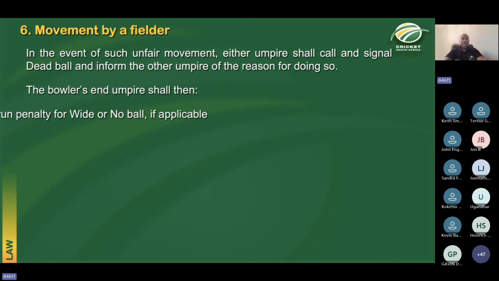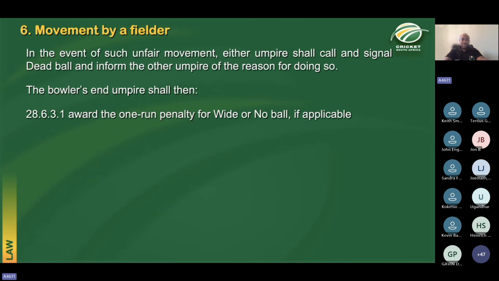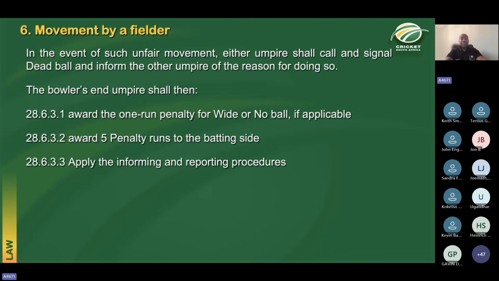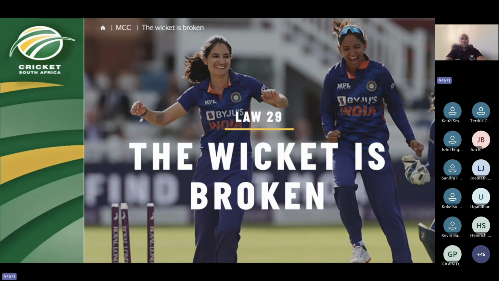Then the bowler's end umpire shall, if there was a wide or a no ball, that 1 run penalty for the wide or no ball will always stand. The bowler's end umpire will award 5 penalty runs to the batting side for illegal movement by the fielder. We will inform everybody, and after the day's play, we will report the matter to the governing body in charge of that match. That is Law 28, the fielder done.